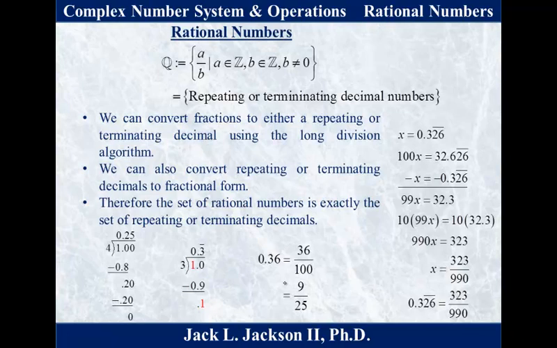So the bottom line is this. Since we can take any fraction of integers, not divide by zero, but any other one, any rational number, we can turn it into either a repeating or terminating decimal. We can also take any decimal that's repeating or terminating and turn it back into a fraction. So that tells us that the set of rational numbers is exactly the same thing as the set of repeating or terminating decimal numbers.